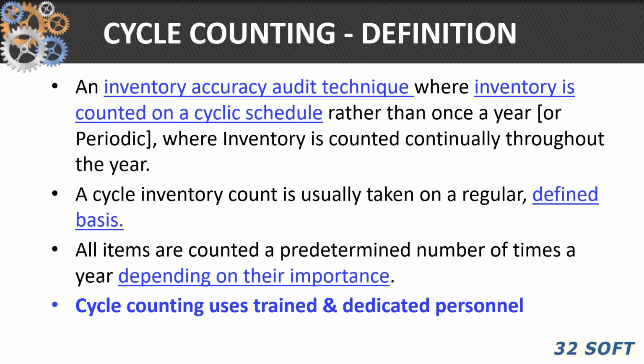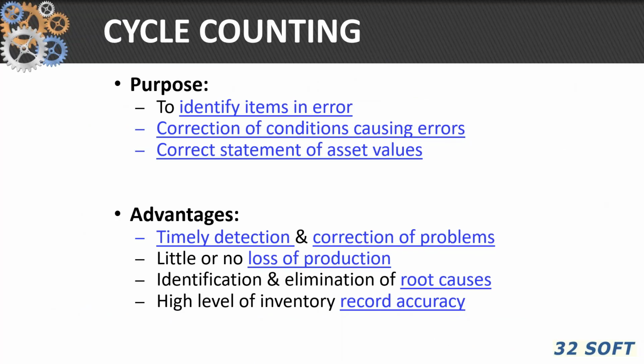It's not just some stock guy or receiving guy out in the back that goes out and counts inventory. This is a trained, dedicated person who understands how transactions are used. And so therefore, it costs money. One of the things that annoys the living daylights out of me is when there's a cutback, one of the first things that management does is cut the cycle count program. That's the last thing you want to cut back, because it's going to buy you lots of good benefits.